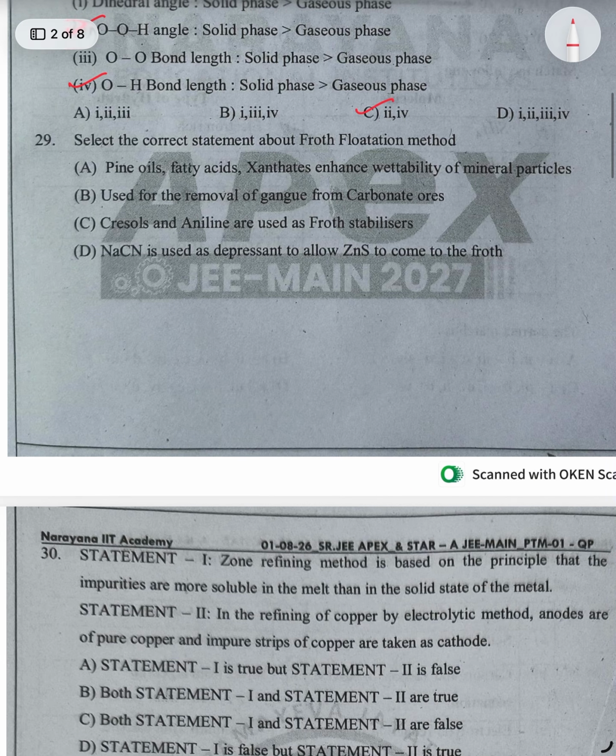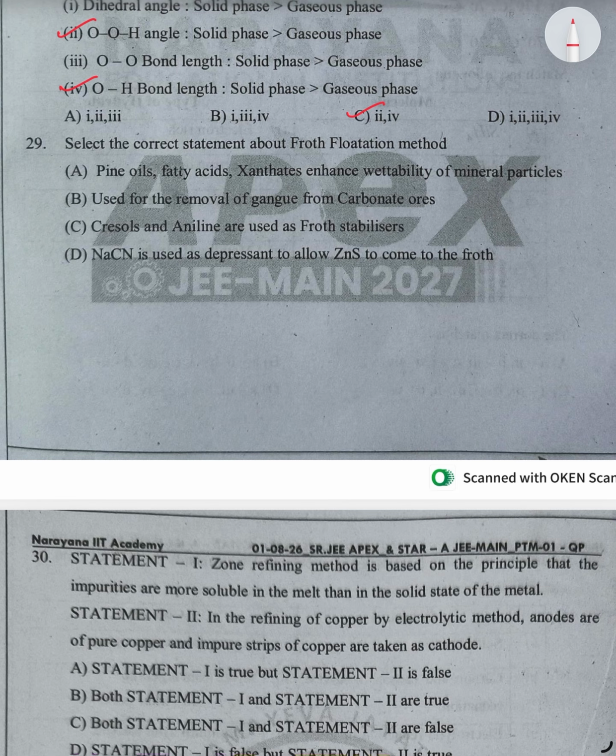Next, select the correct statement about froth flotation method. Pine oils, fatty acids, xanthates enhance wettability of mineral particles. So this is not correct. Actually this is non-wettability, but here wettability is given. So wrong option. Used for the removal of gangue from carbonate ores. No, not from carbonate ores, this is generally for sulfide ores. Froth flotation method is used for the extraction of metals from low grade sulfide ores, not from carbonate, that is from sulfides. So wrong statement.